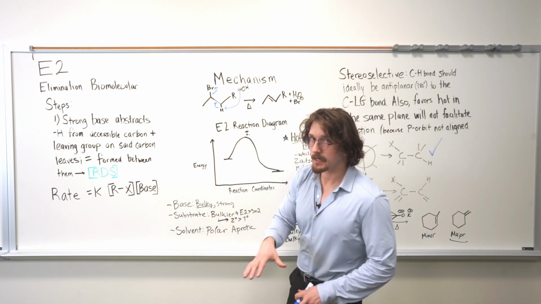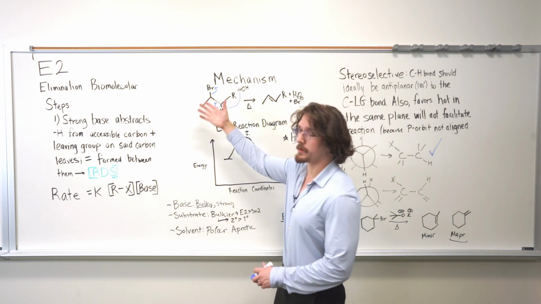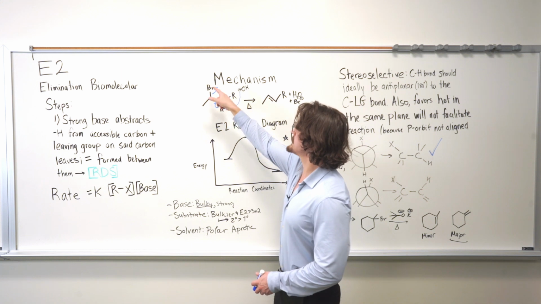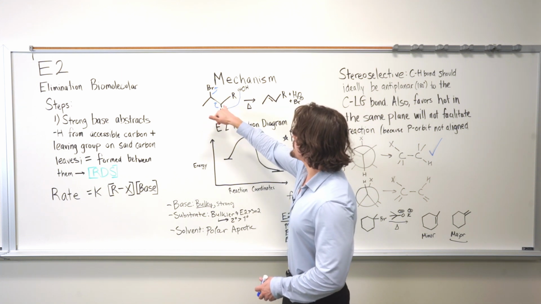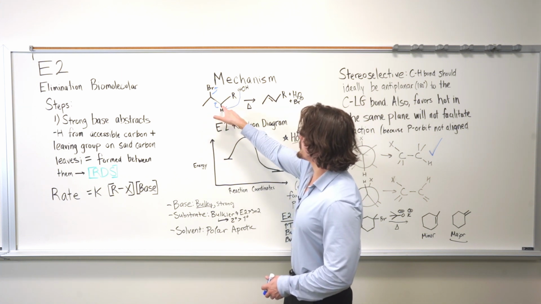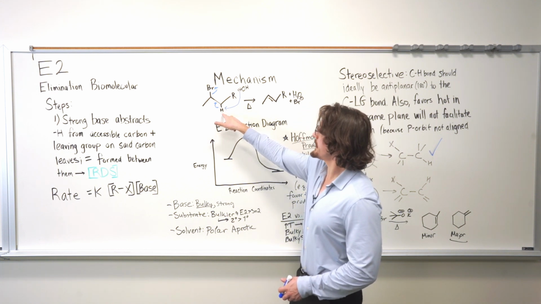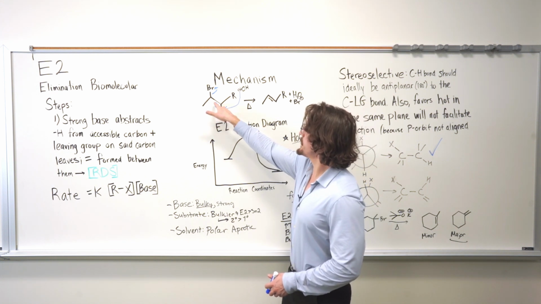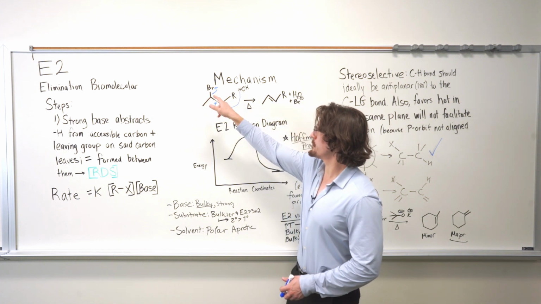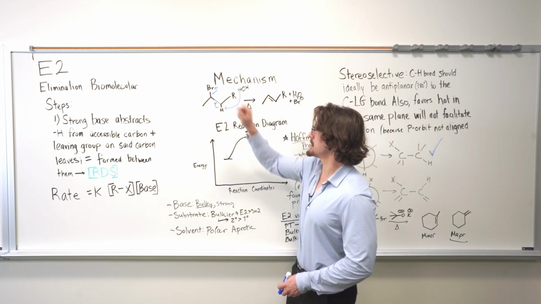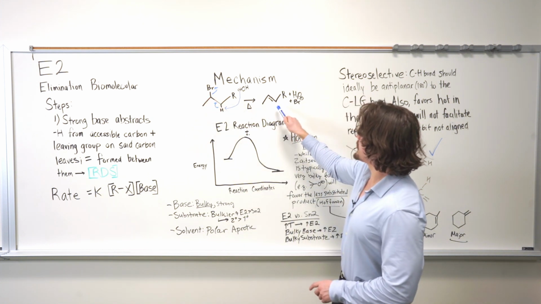And at the same time, the bromide leaving group, or whatever that leaving group may be, will exit the molecule, okay? And the electrons that are in the bond between the carbon and the abstracted hydrogen are going to move in between the carbon with the leaving group and that same carbon with the hydrogen and form a double bond. And that's what happened here, okay?